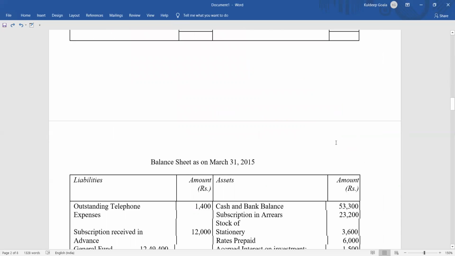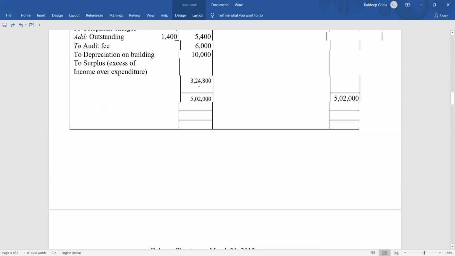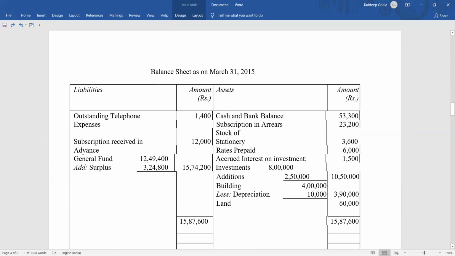The capital fund, we have seen what is there in the opening balance sheet. It was 12,49,400, and along with this, the surplus of 3,24,800 will also be added. So what is the balance? 12,49,400 will come here, general fund or capital fund, 12,49,400 plus surplus 3,24,800. That total comes to 15,74,200. Okay, that's all in the liability side.